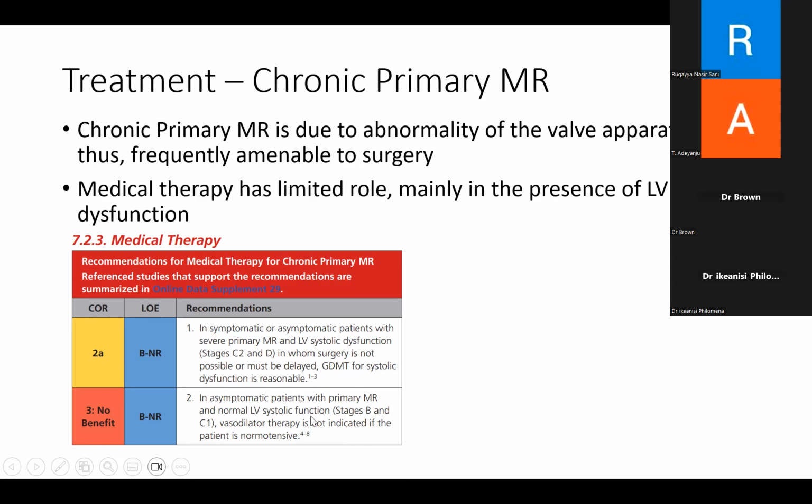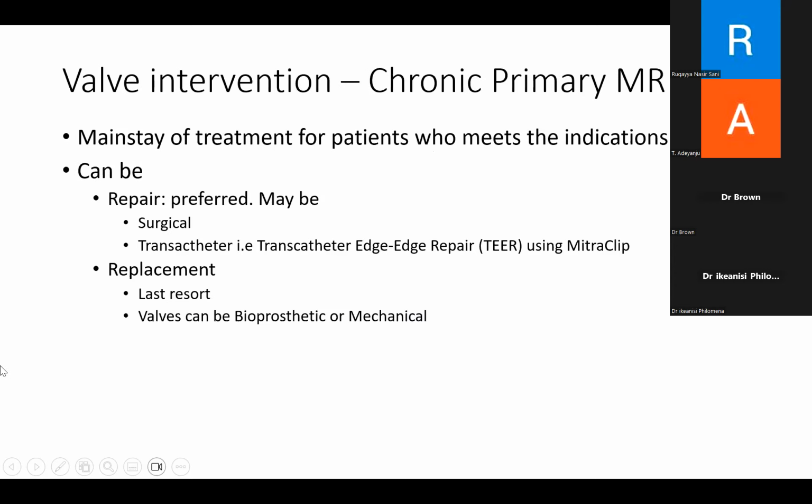Some practices, some would give ACE inhibitors or ARBs to patients who are asymptomatic just because they have a primary MR, but this has been shown to have no benefit, so don't do that. Valve intervention is the mainstay of treatment for patients who meet the indication.